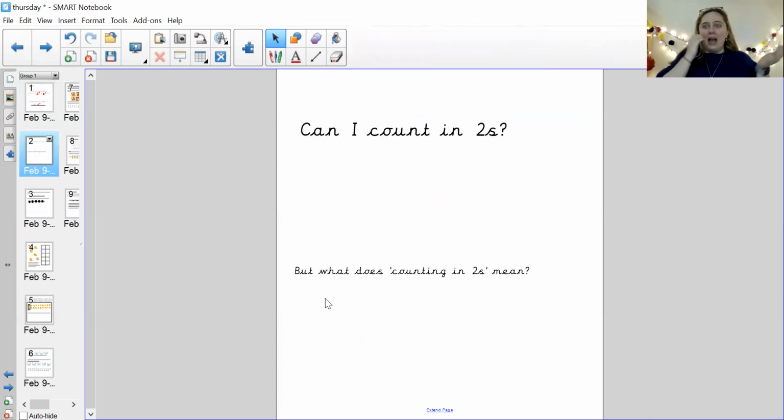Today we will be counting in twos. So our learning objective is, my turn, can I count in twos? Your turn. Fantastic. But what does counting in twos actually mean?